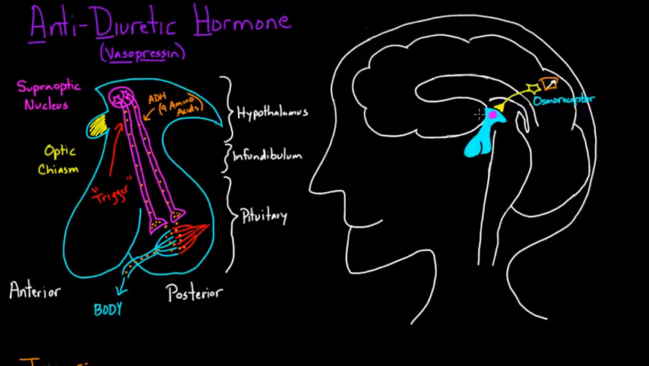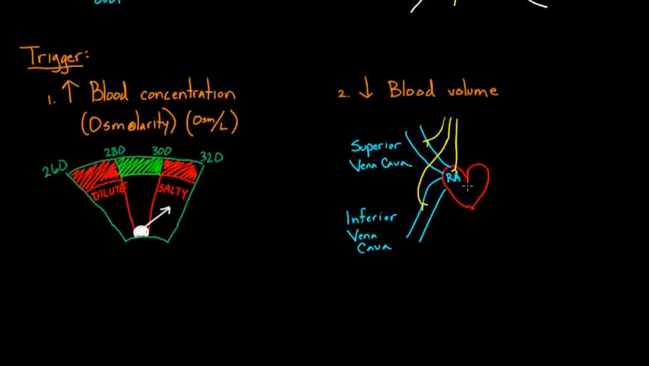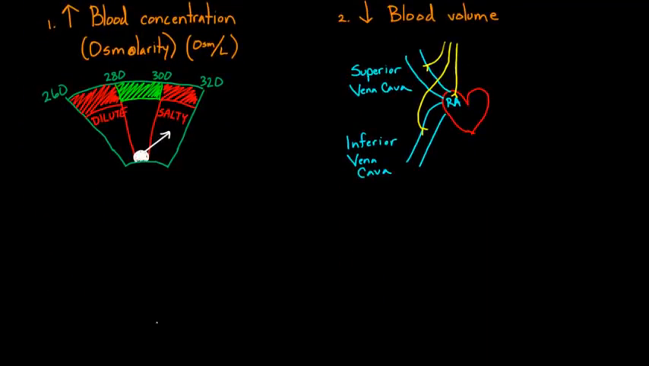So let's put in, let's say, a little receptor here. And now these are going to go down and sense low volume from those receptors in the large veins in the right atrium. Okay, now what's another trigger? You can see there are a lot of different triggers. I'm putting up one after another. Let's put another trigger up there. What's another reason why ADH would be secreted? Well, maybe a decrease in blood pressure.